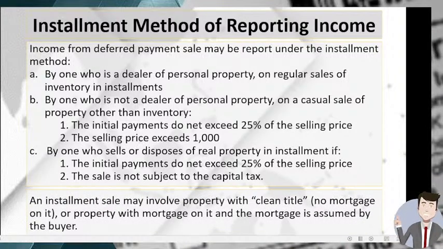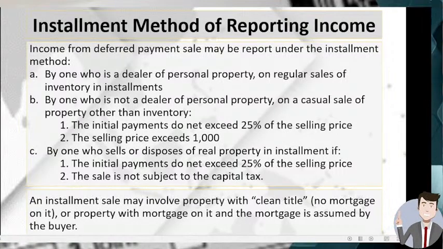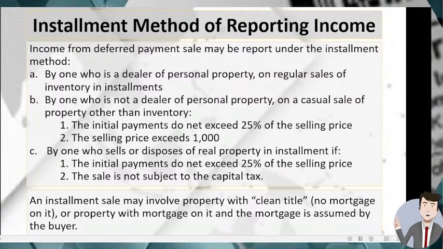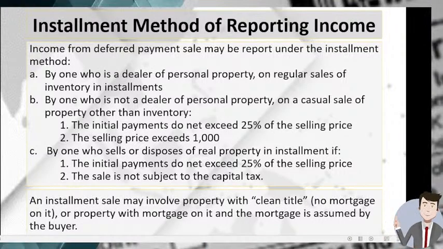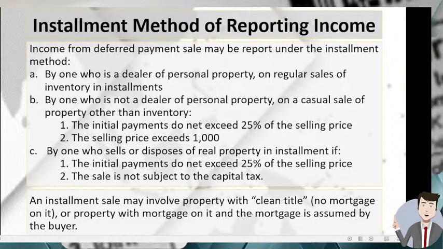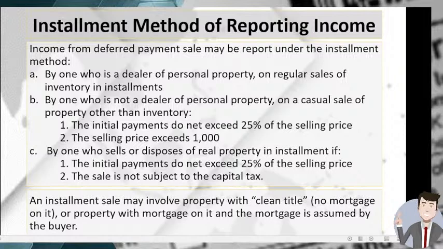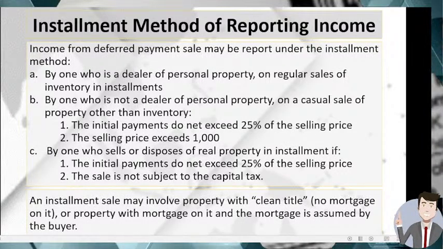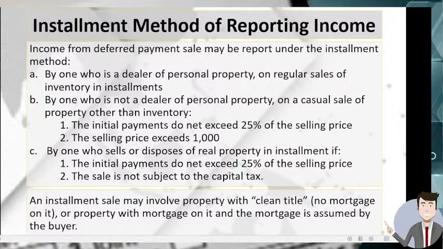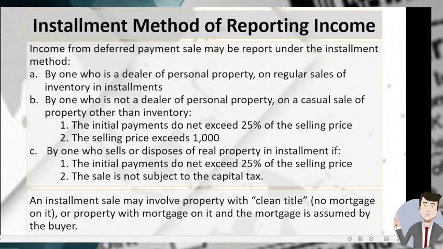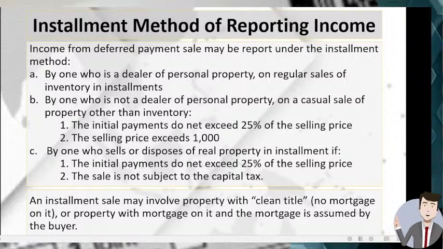Okay, so an installment sale may involve property with clean title or no mortgage on it, or property with mortgage on it and the mortgage is assumed by the buyer. When we talk about clean title, guys, this refers to real property and the certificate of title, or what we call the TCT. On the face of the TCT, it is annotated by the Land Registration Authority, or LRA, the amount of loan obtained by the owner of that property. In short, the property is being used as collateral for a loan, and the loan is called mortgage. For your information, there are two kinds of mortgage. One is real property mortgage, where the collateral is a real property, and the other one is chattel mortgage, where the collateral is a personal property, for example motor vehicles, either four-wheeled or two-wheeled. Those are considered chattel mortgage.